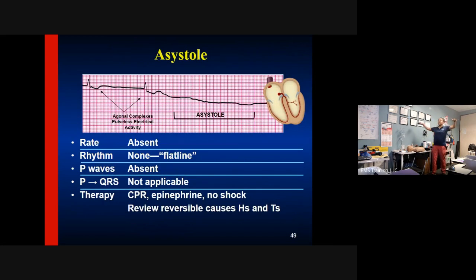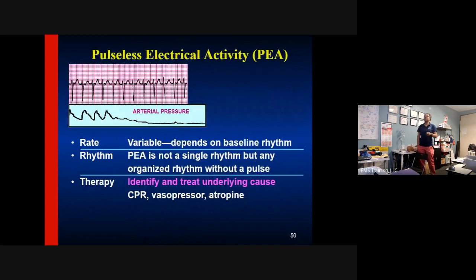Asystole, that's flat line, nothing is there. No P waves, no QRS. All we can do is CPR, epinephrine, no shock, and review the reversible causes, your 5 H's and 5 T's of your cardiac arrest algorithm. Why do we do that? Because the reversible causes, if we reverse them, can reverse the arrest.